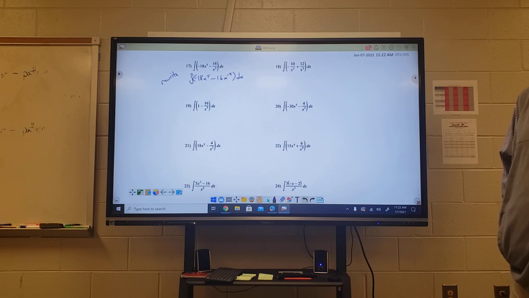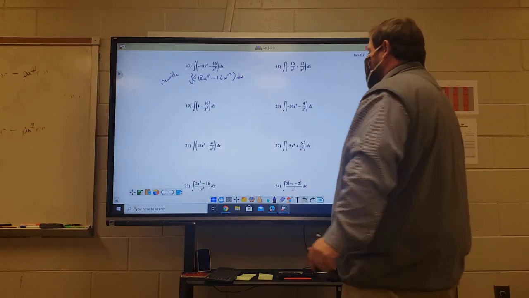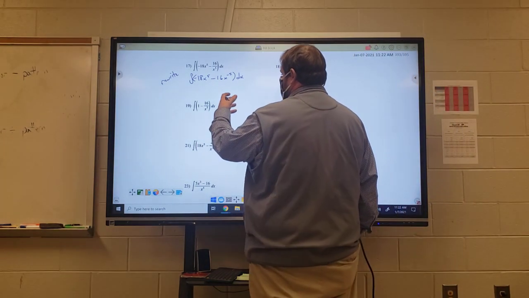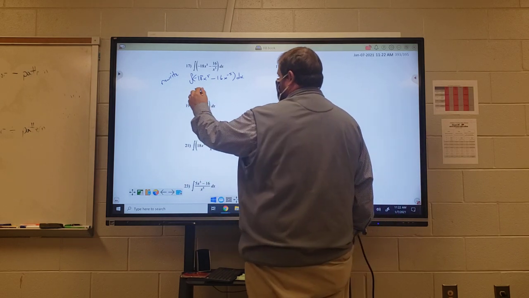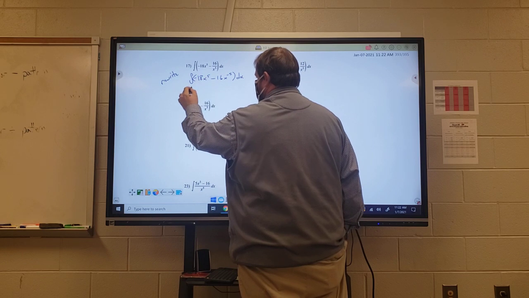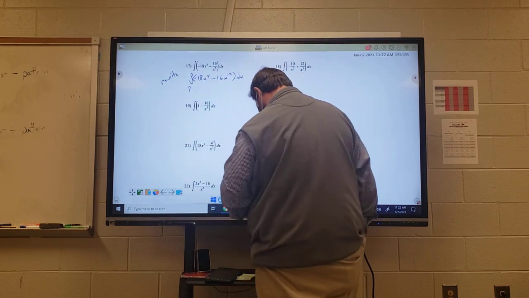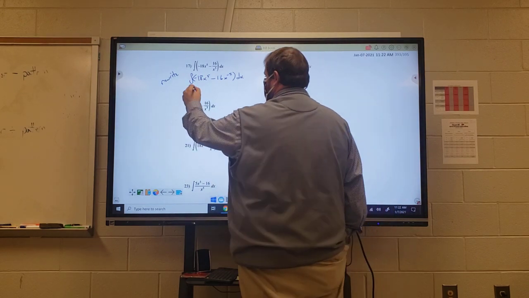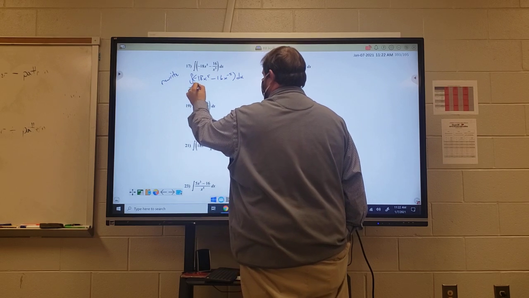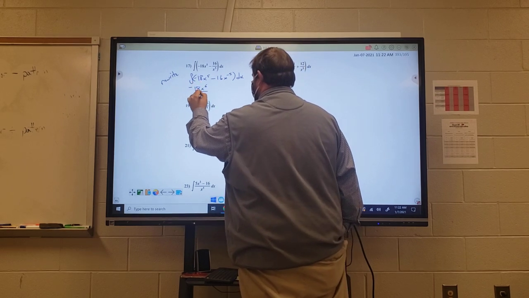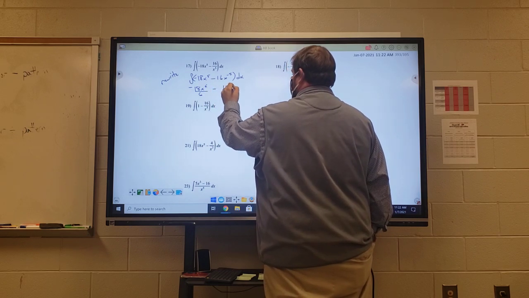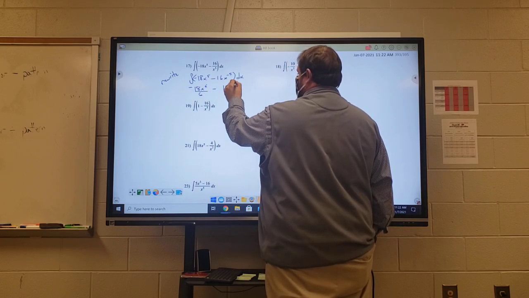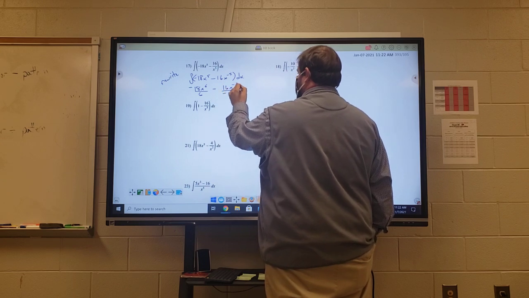Now it looks like the previous problems that we practiced, right? So if we can always take something that's new looking and make it look like something that we've had experience with, we're much more likely to get it right. All right, so I don't need the integral sign anymore because I'm going to take the antiderivative. So negative 18 x to the 6 over 6 minus 16 x to the negative 4 over negative 4.